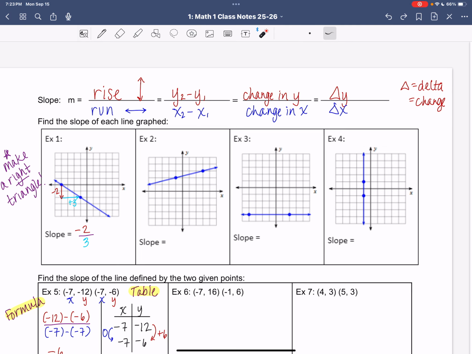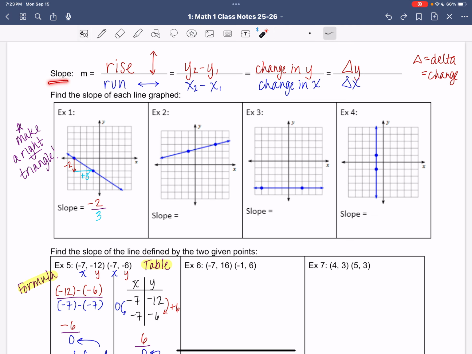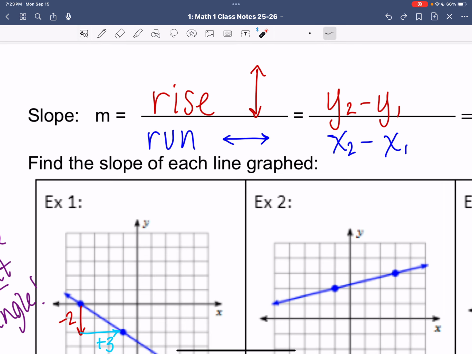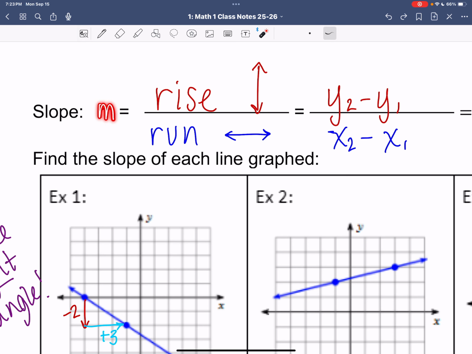All right, so now we're going to talk about slope. Slope is very important to understand when we're graphing linear equations. Some of the ways that you've seen slope is m is the variable it represents, and it's your rise over your run. So remember, rise is your vertical, run is your horizontal. That's one way to show slope.